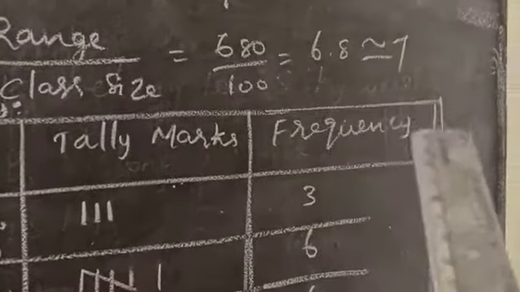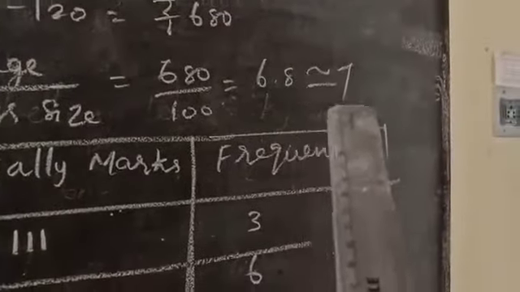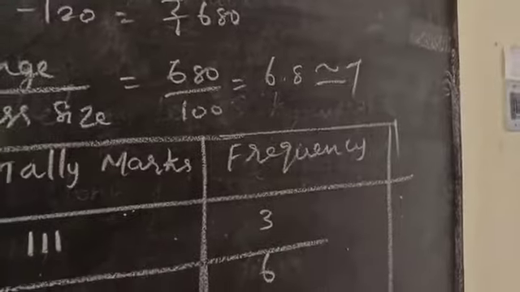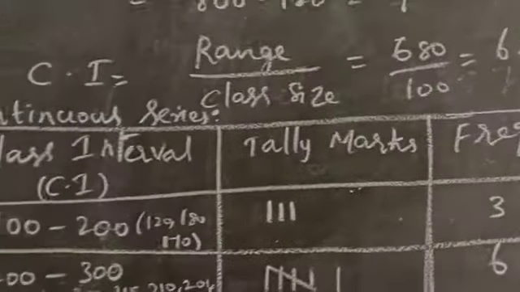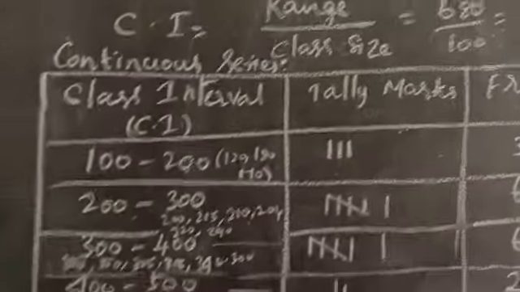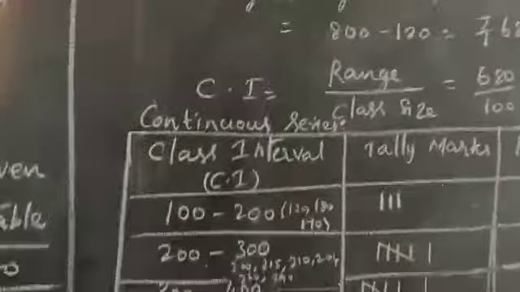6.8 is nearby 7, so it's an approximation of 7. Here the symbol is the approximation symbol. So 6.8 is approximately 7, and here we split into 7 intervals. Okay, so listen carefully. Continuous series.